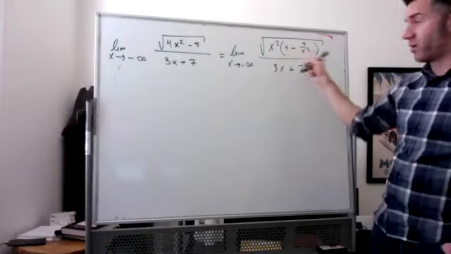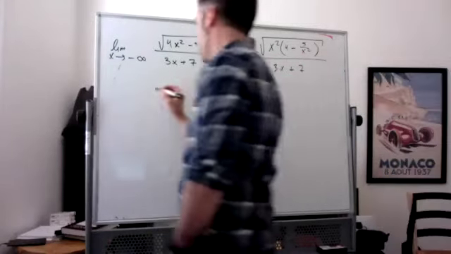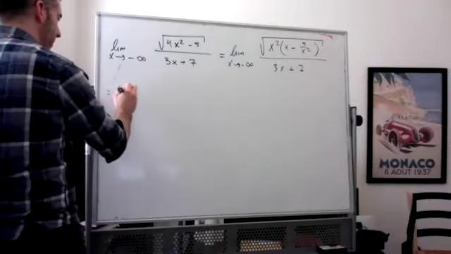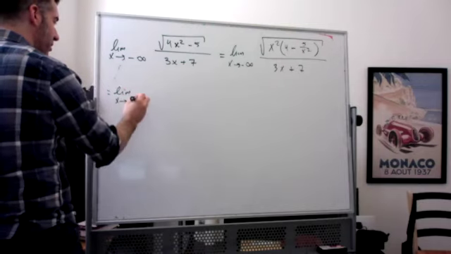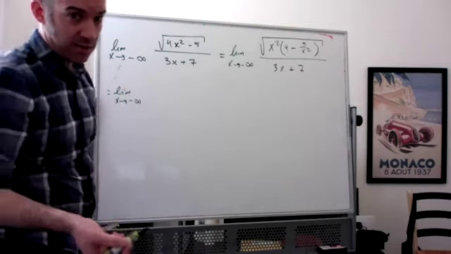So here's the thing. We're going to rewrite this numerator as, still have to write the limit. We have to write the limit every step until we actually take the limit.